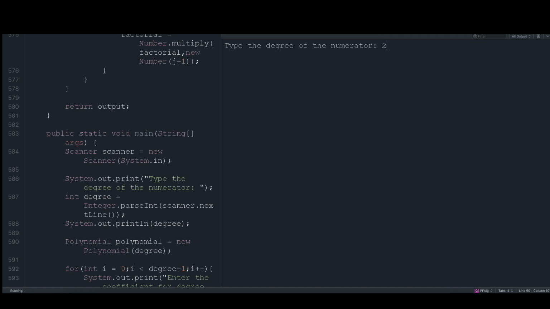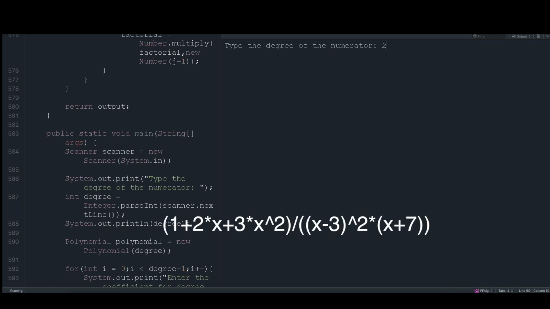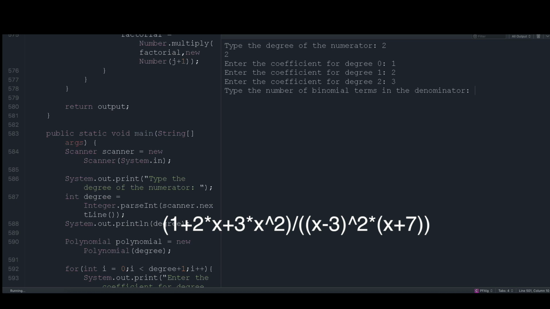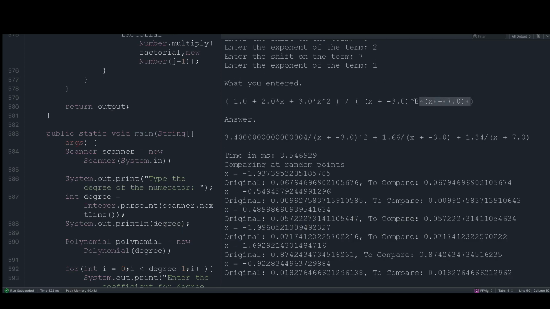as a demo, I'm going to do the problem, say 1 plus 2x plus 3x squared over x minus 3 squared times x plus 7. So the numerator has a degree 2, so that's 1 plus 2x plus 3x squared, and then the denominator had two terms. I had an x minus 3 squared times x plus 7, so 7 to the power of 1. So here's what we entered. And here's the answer it calculated.